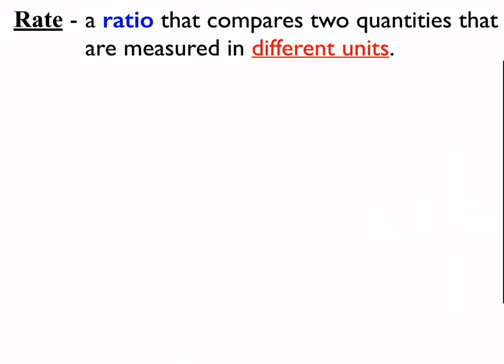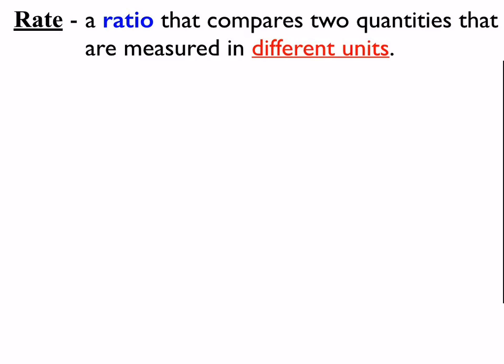Now, rates. A rate is a ratio. We're on the back side now. I think we have some blank areas that we're supposed to fill in. A rate is a ratio that compares two quantities that are measured in different units. And when we talk about different units, we're usually talking about units that have little to do with each other.